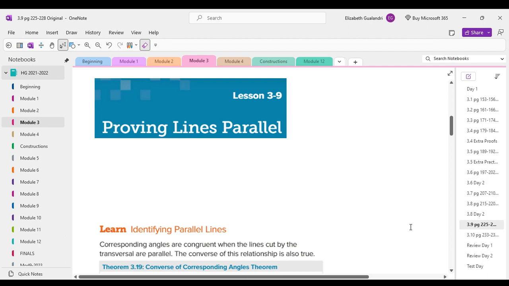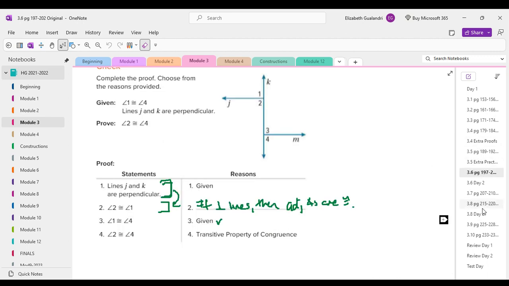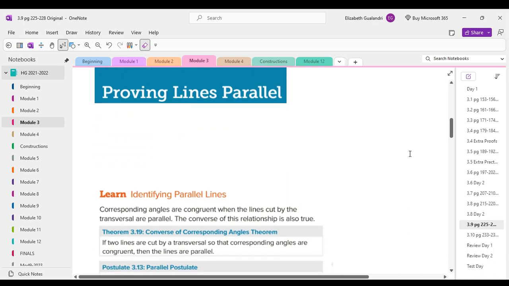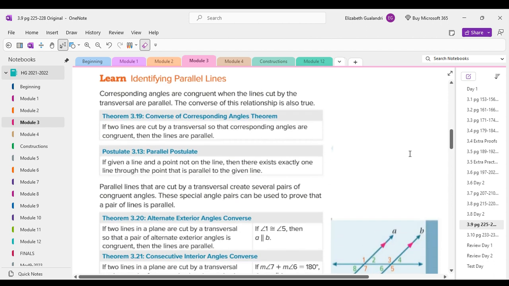Hi students, we're going to talk about lesson 3.9 today, proving lines parallel. Following up from what we did before with taking the fact of having parallel lines and proving things we know, we're reversing that idea today.